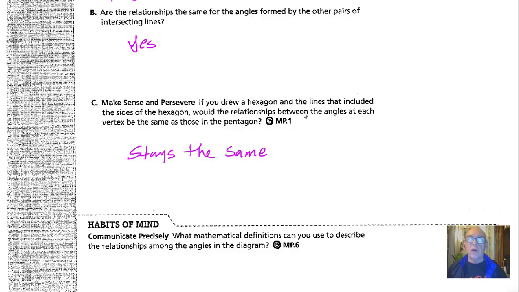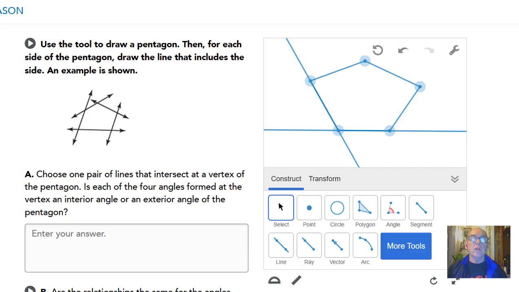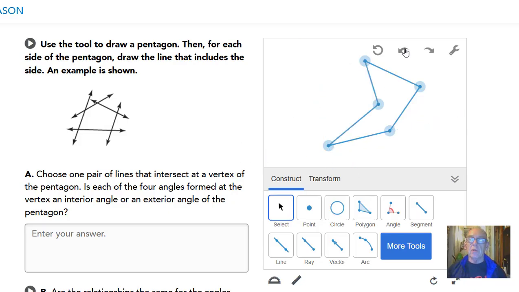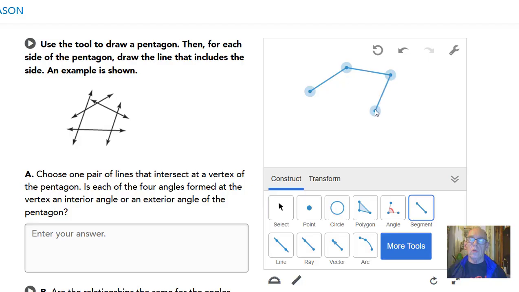Part C, if you drew a hexagon and the lines that included the sides, would the relationship between the angles at each vertex be the same as the pentagon? Yes, they would. Let's go back and look at that and see. So let's draw a hexagon now. So let me get rid of this. Now we're going to draw a hexagon. A hexagon has 6 sides: 1, 2, 3, 4, 5, 6. So there we have a hexagon.